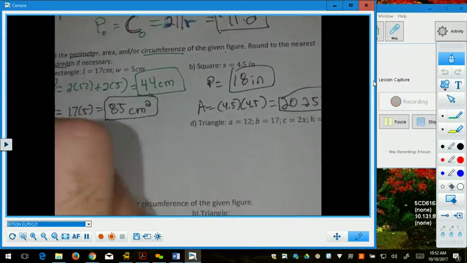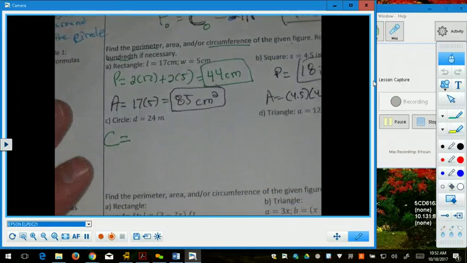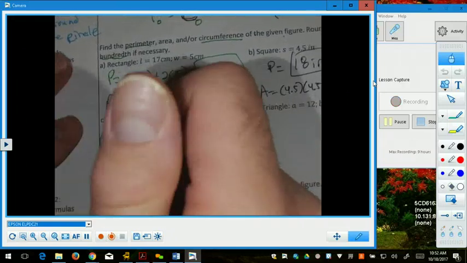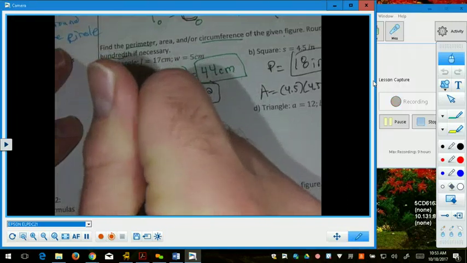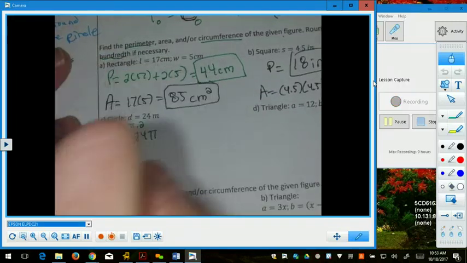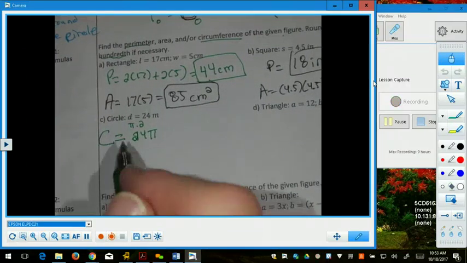All right. Letter C, I want to find the circumference, because that's the word we use for perimeter of a circle. That's just pi times d. In other words, the exact value would be 24 pi. And when we get to our unit on circles, sometimes they actually ask for an answer in terms of pi. That would be my answer.